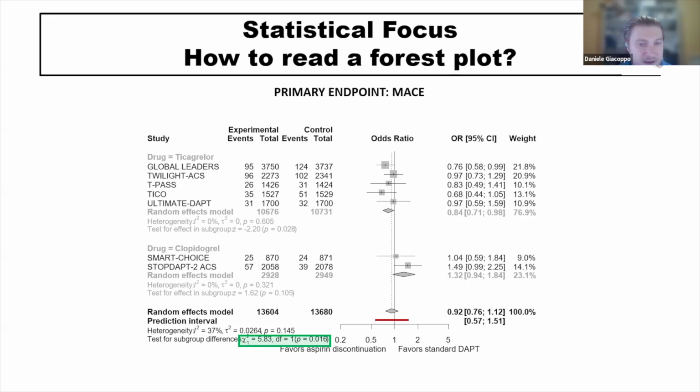So this is not an indirect comparison, as someone may say, between ticagrelor and clopidogrel, but between the effects of short DAPT followed by ticagrelor versus DAPT in relation to the effect of short DAPT followed by clopidogrel versus DAPT.